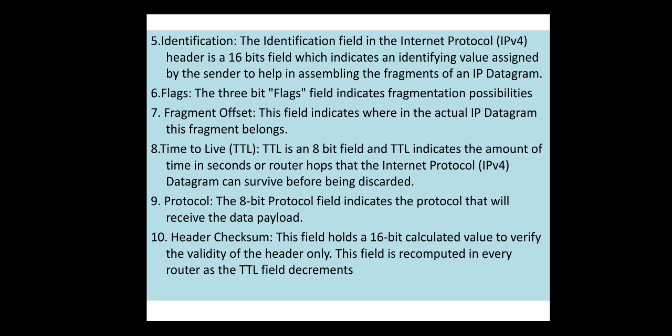TTL is an 8-bit field, and TTL indicates the amount of time in seconds or router hops that the internet protocol datagram can survive before it is discarded. Next, protocol is an 8-bit field that indicates the protocol that will receive the data payload. Next is the header checksum. This field holds a 16-bit calculated value to verify the validity of the header only. This field is recomputed in every router as the TTL field decrements.